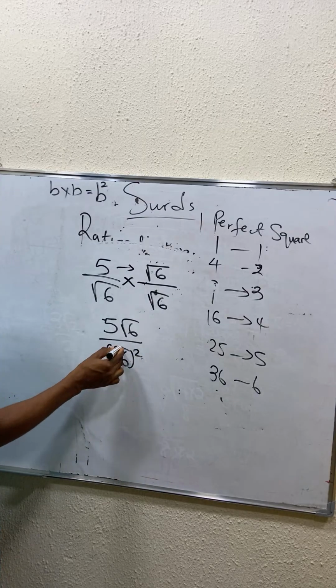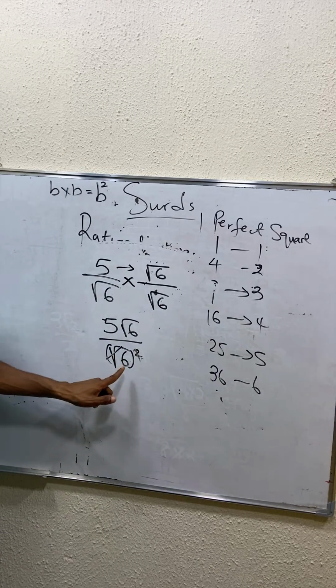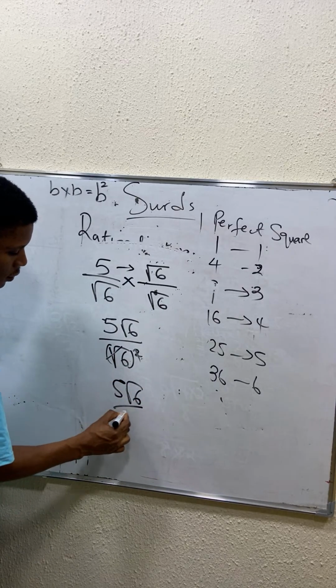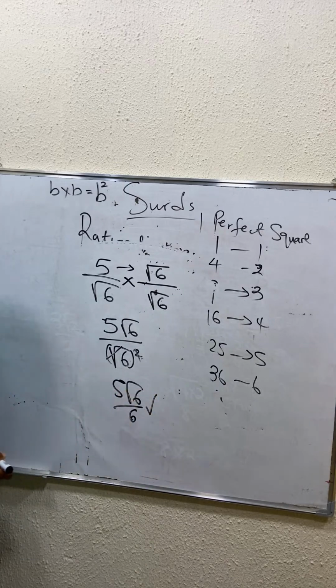Okay? Square root and square cancel out. We will be left with 6. So the answer is 5 root 6 over 6. And that's the answer. Okay? 5 root 6 over 6 is the answer. Were you able to get it right?